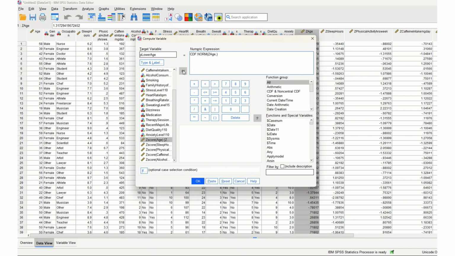We need to tell it the mean. Since this is a z distribution, the mean is 0. And we need to tell it the standard deviation, which again, since this is a z distribution, these are z-scores, the standard deviation is 1. Alright? And now we're going to click OK.